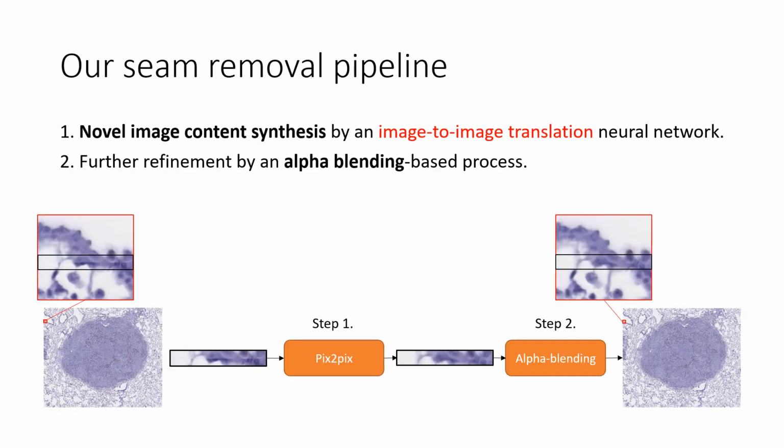We tried traditional image blending methods to remove the seams, but they were not able to satisfactorily remove them. Therefore, we propose a novel two-step pipeline to remove the seams specifically. In the first step, we leverage a neural network to synthesize novel contents to replace the regions at the patch boundaries. We use the Pix2Pix neural network and found it works quite well. In the second step, we further refine the results by an alpha blending process.